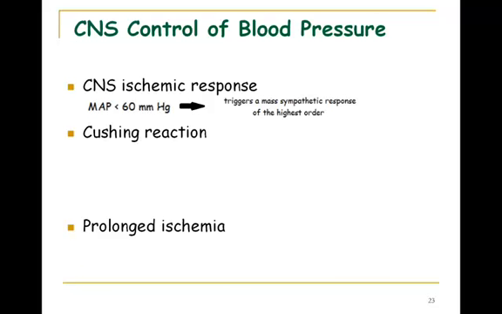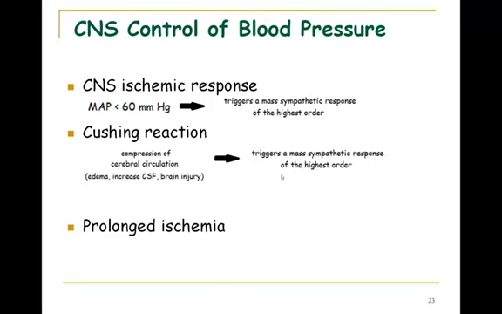With the Cushing reaction, you get the same type of response, but the trigger is compression of the cerebral circulation. So maybe you have some edema, you're producing a little more cerebrospinal fluid, or you've got an injury to the brain. Somehow you get compression of some blood vessels within the brain. That will trigger a mass sympathetic response, again very significant, to get that blood pressure up, because it's saying, hey, I'm compressing a blood vessel. I could try to really increase pressure to force fluid through it.